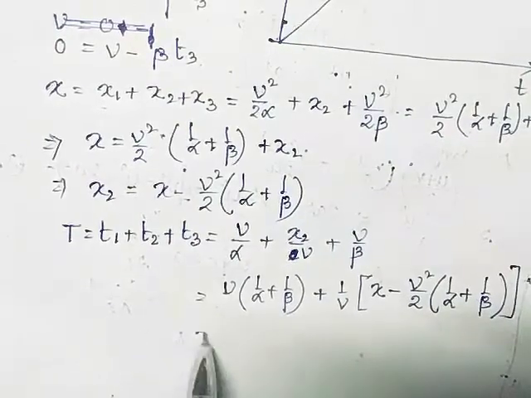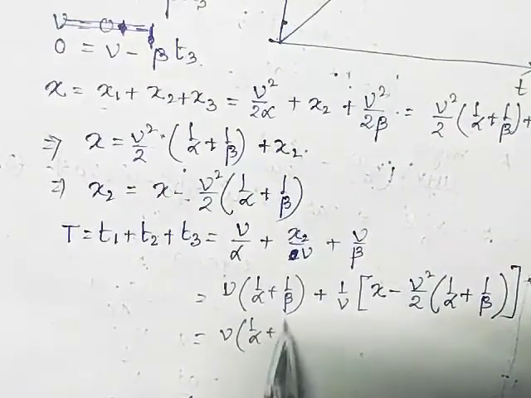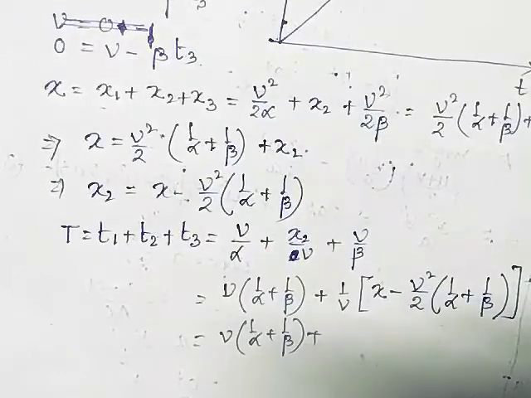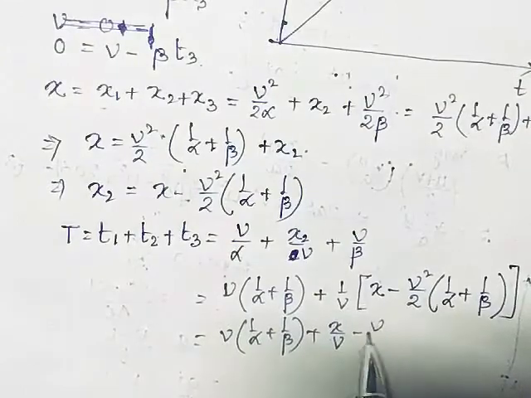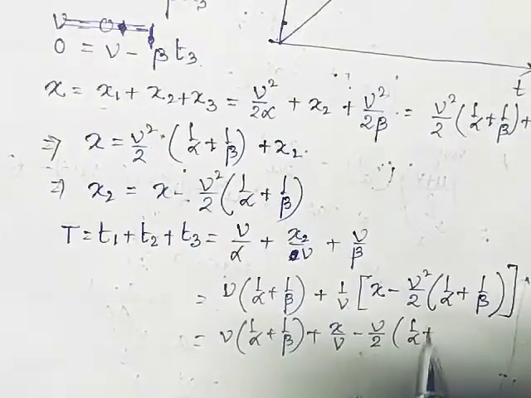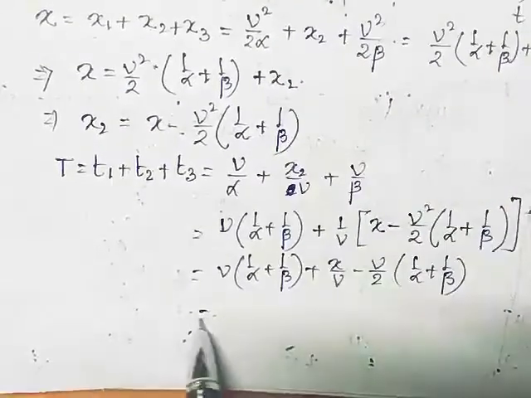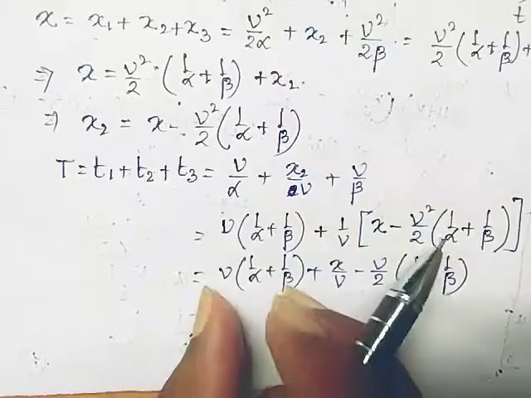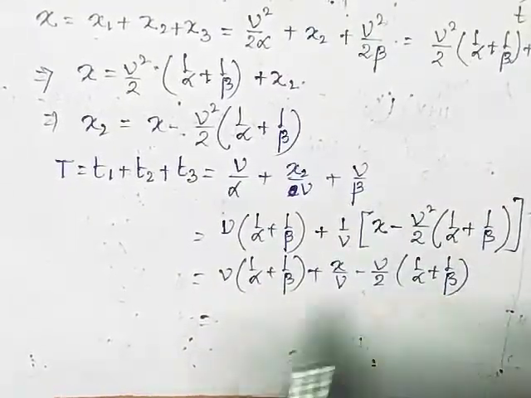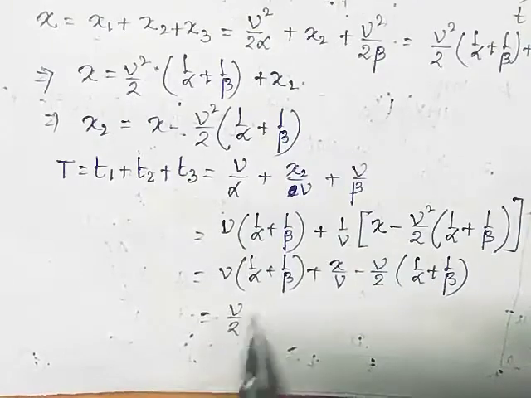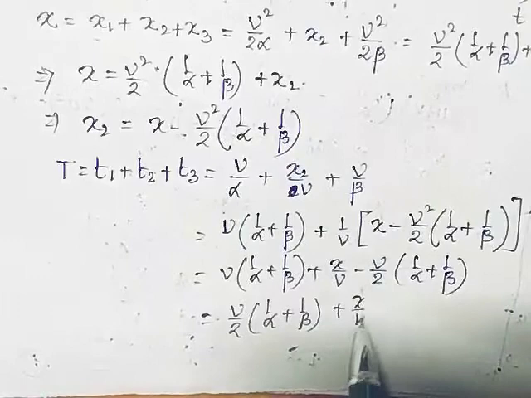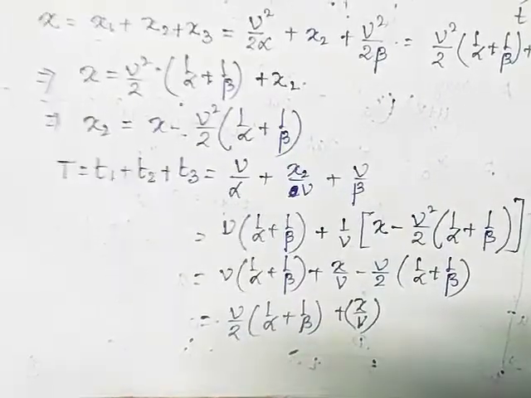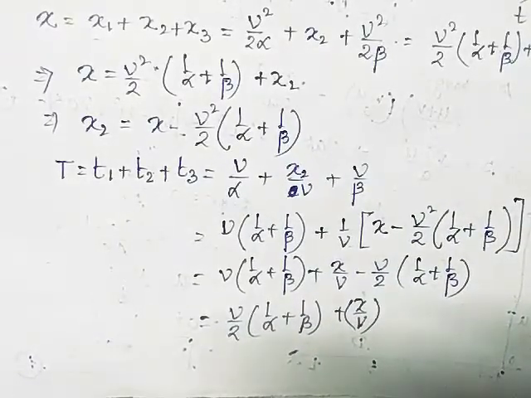So this is the thing. It is v into 1 by alpha plus 1 by beta, I just left it as it is. If I do the multiplication, it is x by v. It will be v by 2 into 1 by alpha plus 1 by beta. So if I just subtract this term and this term, then it will be v by 2 into 1 by alpha plus 1 by beta plus x by v. So what I am going to prove here is the total time equal to this equation.